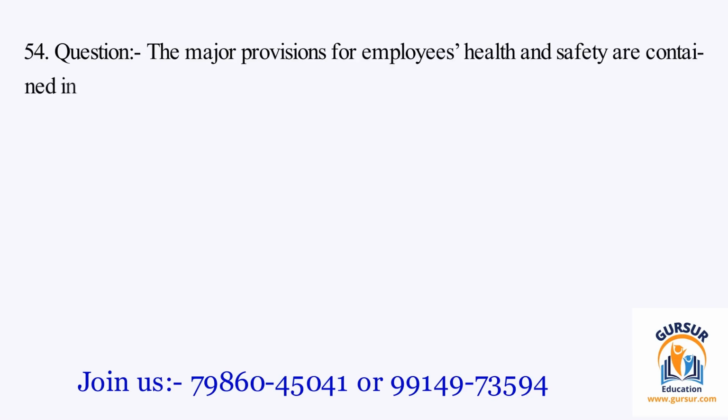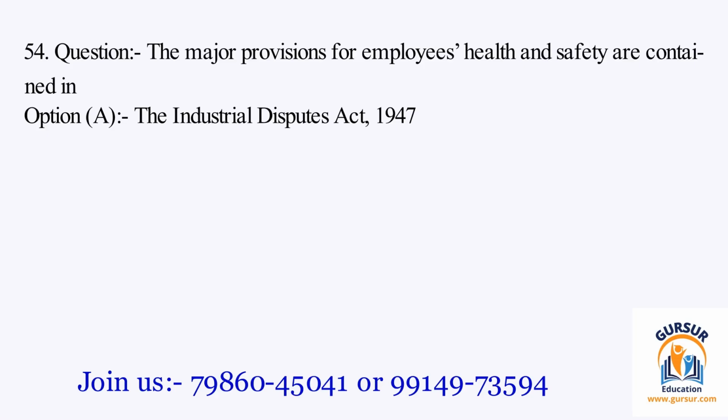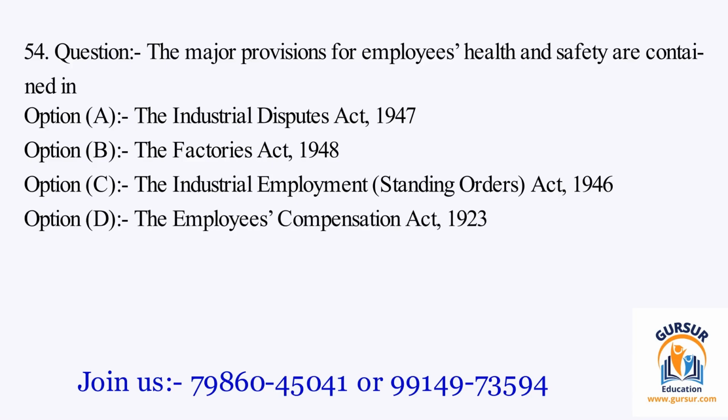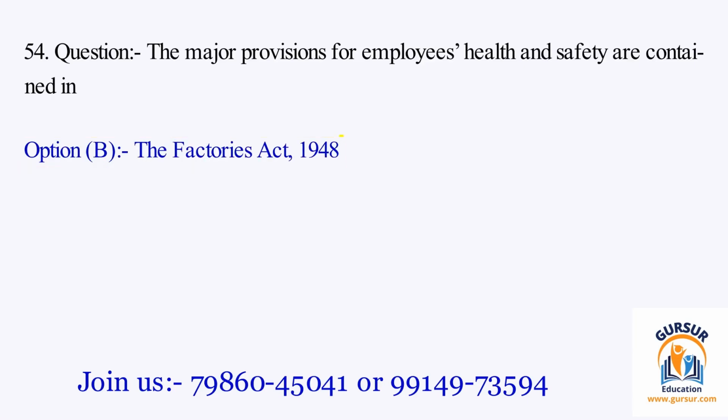Question number 54. The major provisions for employees' health and safety are contained in. The option A is the Industrial Disputes Act, 1947. The option B is the Factories Act, 1948. The option C is the Industrial Employment (Standing Orders) Act, 1946. The option D is the Employees' Compensation Act, 1923. The right answer of the question is option B, and that is the Factories Act, 1948.